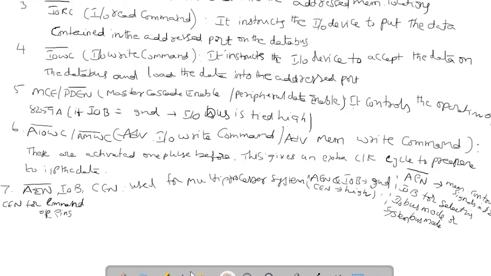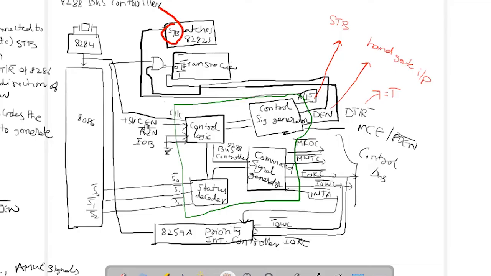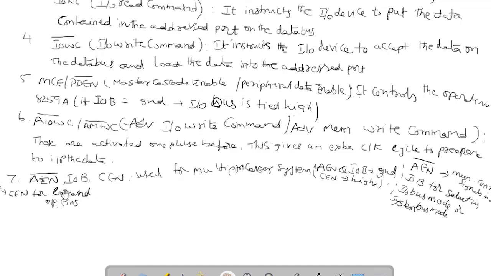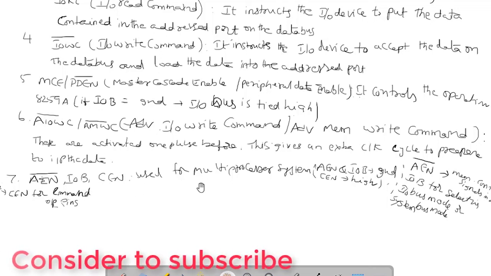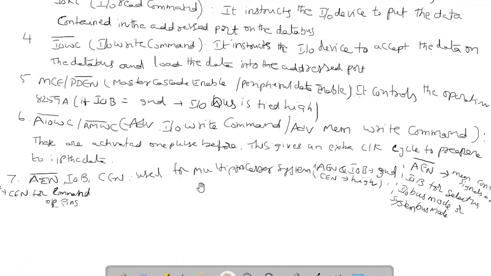And the next ones are AEN bar, IOB, CEN. These pins we have seen in the 8288 bus controller. CEN is connected to plus 5 volts, and AEN bar and IOB are connected to the ground, which is connected to the control logic. AEN and IOB are used particularly for multiprocessor configuration, multiprocessor systems. AEN and IOB are grounded as shown just now, and CEN is connected to the plus 5 volts supply.